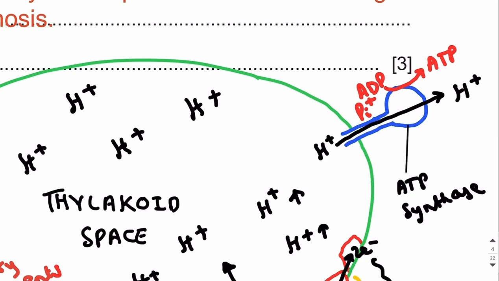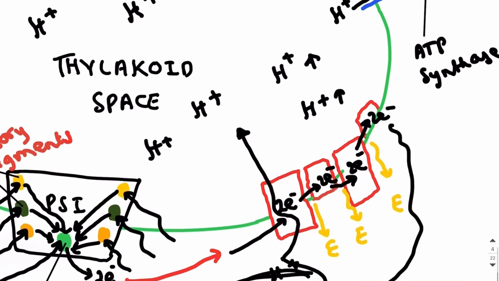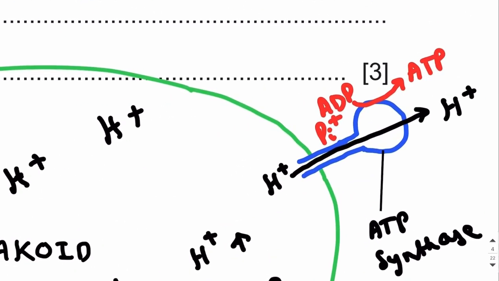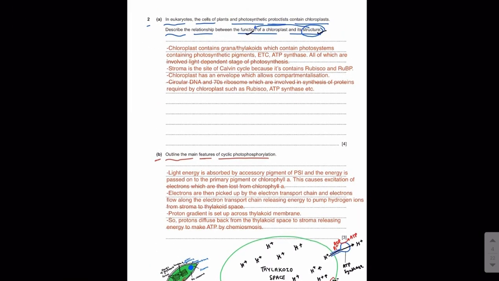Basically, chemiosmosis involves the diffusion of hydrogen ions down the concentration gradient from thylakoid space to stroma, and this releases energy to make ATP. This is called chemiosmosis. So we are done with part B. Now we will move on to part C.